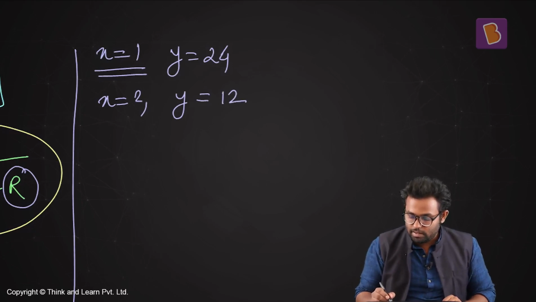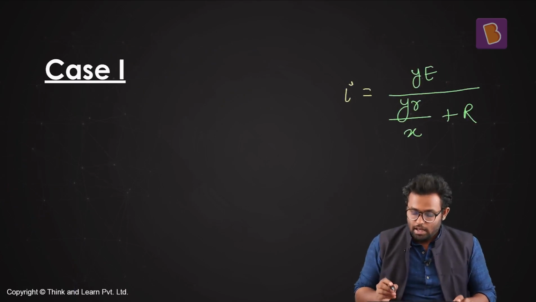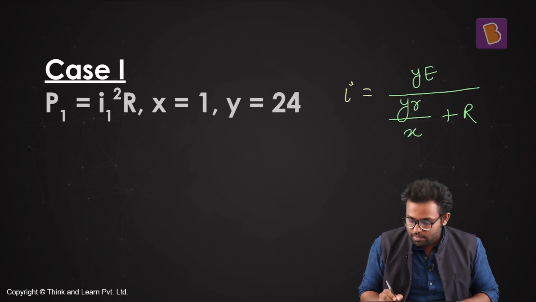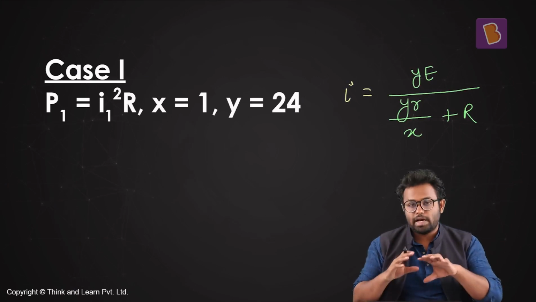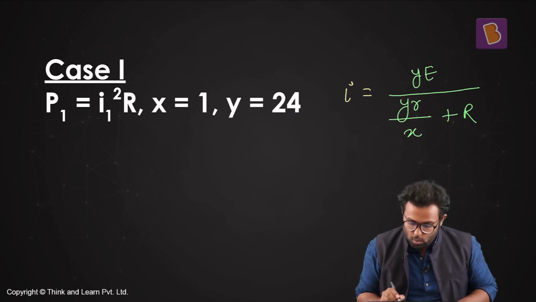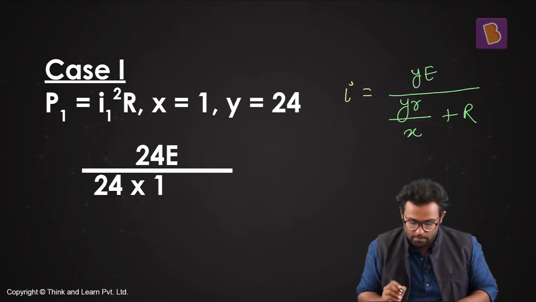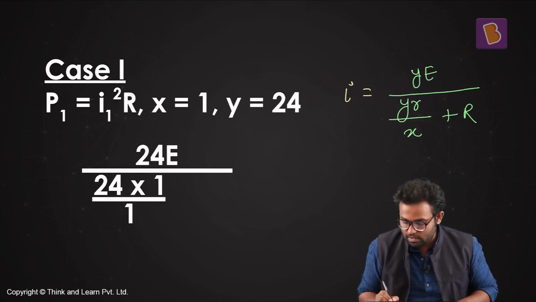Let's call this case 1 and this case 2. For case 1, what would be the power? The power is defined as I squared times R, the power across the external resistance. So I is yE, where y is 24 in the first case, so 24E divided by 24 times r, which is 1, divided by the value of x in that case, which is 1, plus the external resistance, which is 10.